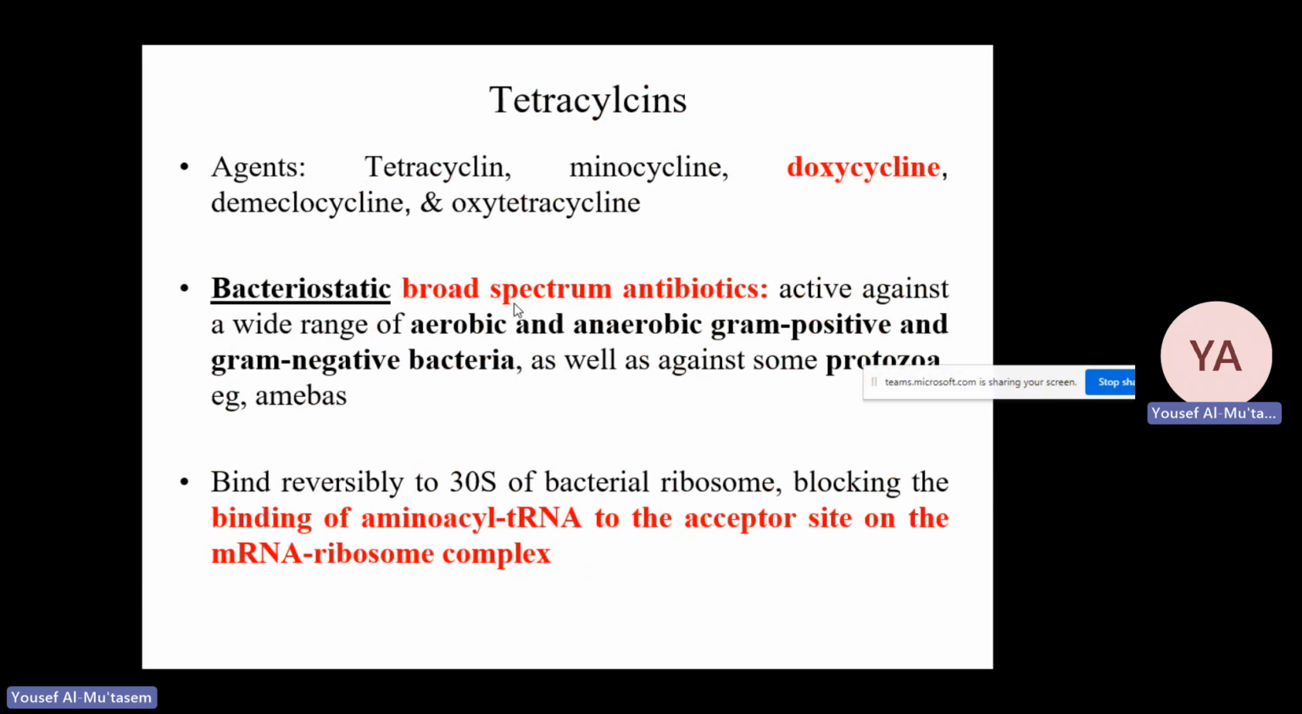They affect chlamydia, they affect mycoplasma, they affect rickettsia, they affect Vibrio cholerae, Yersinia. Vibrio cholerae is the causative agent of cholera. Yersinia is the causative agent of plague, and the causative agent of brucellosis, Brucella, which is Malta fever. Also, they have activity against spirochetes.